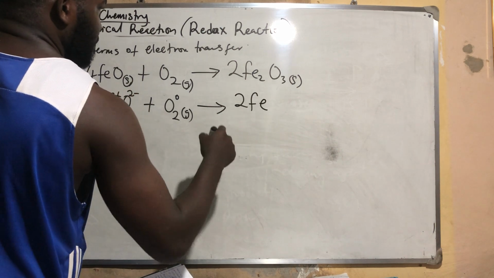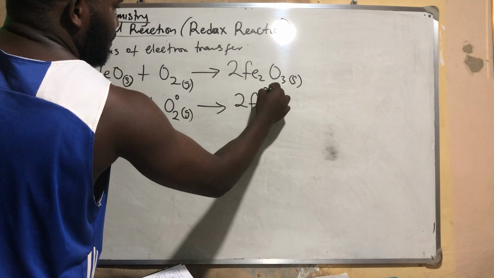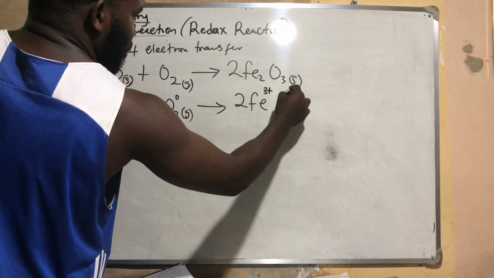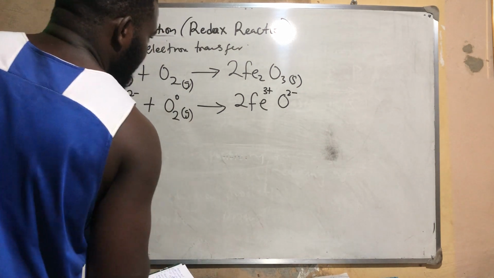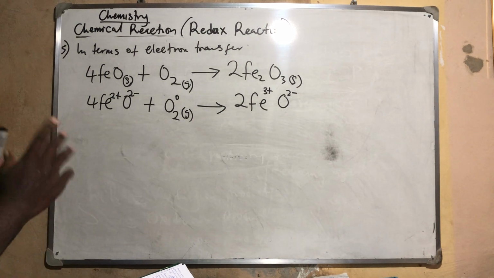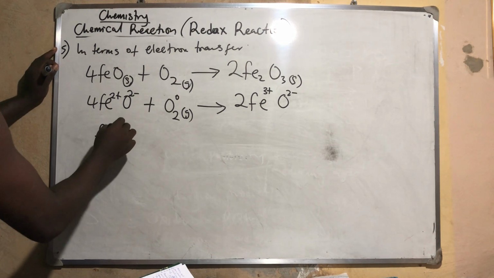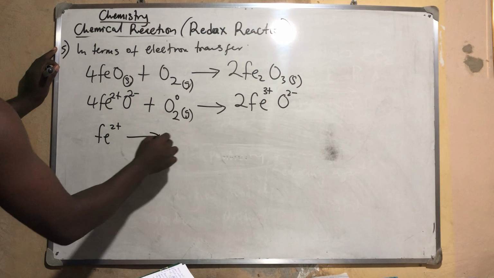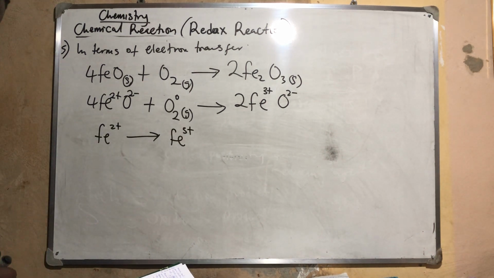Then to give us 2Fe2O3, they have to change. That is why you have 3 here and 2 here. So this one will now be 3 plus, while the oxygen will now be 2 minus. Are you getting it? So that is what happened here. So now, what do we do? From here, it is very obvious to see that Fe2 plus became Fe3 plus.